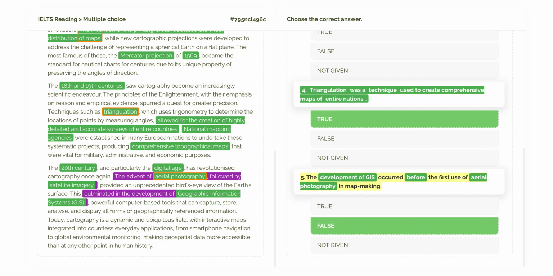So, there we have it. We've worked through 5 true, false, not given questions. The most important strategies to remember are to locate the answer in the text using keywords, and then to carefully compare the statement with what the passage says. Pay close attention to words that define relationships, like first, before, or after, as they are often the key to finding the correct answer.